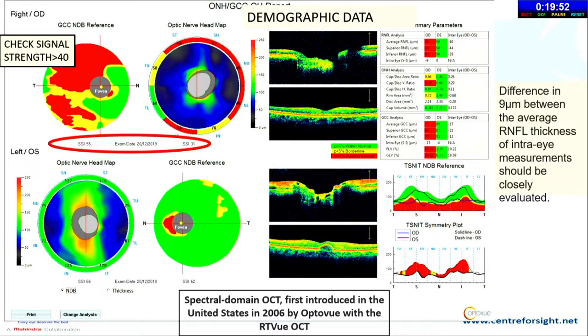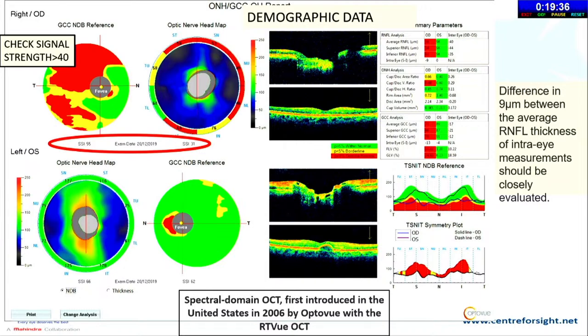In this one, look at the center. I have put it in red. The SSI is 55. That's just below the GCC. Whereas, if you look at the optic nerve head, it is 31. Now, why is there a difference? Can anyone tell me?